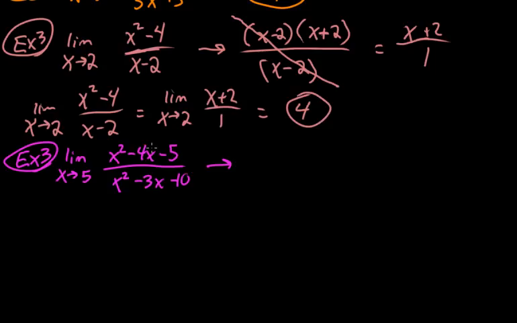Well, we can factor this, and in the numerator we get x minus 5 times x plus 1. In the denominator, we get x minus 5 times x plus 2.